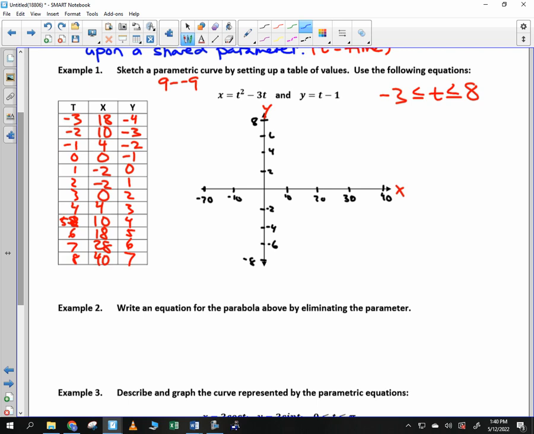All right, so I ignore t and I plot x, y. So x is 18, y is -4. X is 10, y is -3. X is 4, y is -2. X is 0, y is -1.